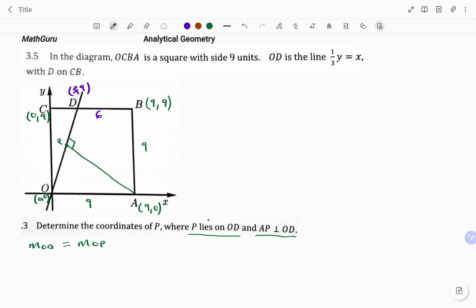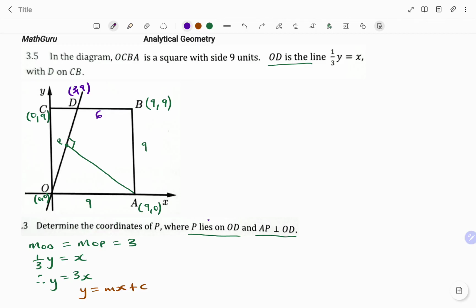Therefore, I have 1/3 y equals x. That is the equation of the line OD. And from there, I have y equals 3x. So what that means is the gradient of the line OD, which is also equal to the line OP, is equal to 3. I got that from the standard equation of a straight line, y equals mx plus c, where the coefficient of x is my gradient. In this case, the coefficient of x is 3, which also serves as my gradient.